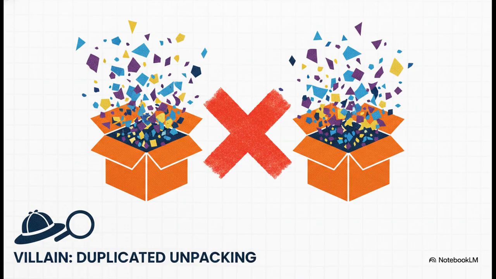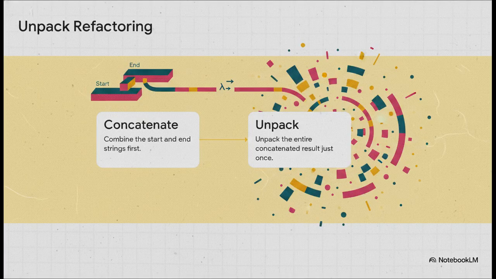There was another major redundancy targeted here, and it was duplicated unpack calls. In Haskell, unpacking text into a string requires real processing power, and the original function was individually unpacking the start strings and the end strings completely separately. Once again, we run into our main villain, repetition. So let's walk step by step through the totally new logical flow that optimizes this string unpacking process. Step 1, you concatenate the start and end strings first, while they are both still in their original text format. Then, step 2, you unpack that single newly concatenated result just once.